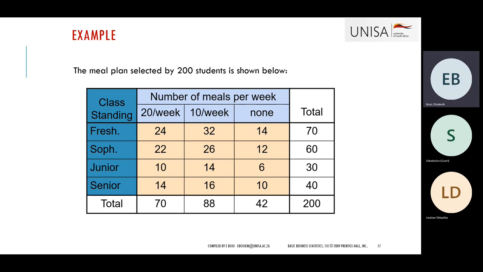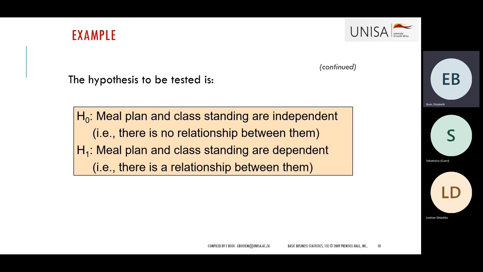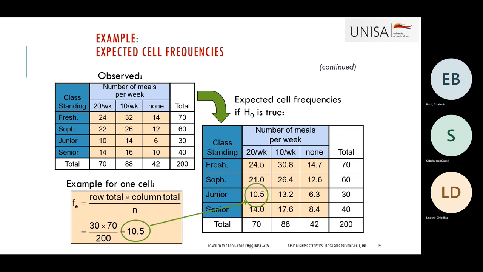Okay, so how do we then do the chi-square test related to this? The first step, we need to state the null hypothesis and alternative hypothesis. The null hypothesis: the meal plan and the class standing, because we do have those two categories, are independent. Or we can say there is no relationship between meal plan and class standing. The alternative will state that there is a relationship between meal plan and class standing, or we can state it in this way: meal plan and class standing are not independent.